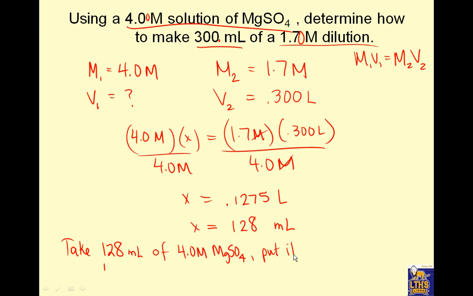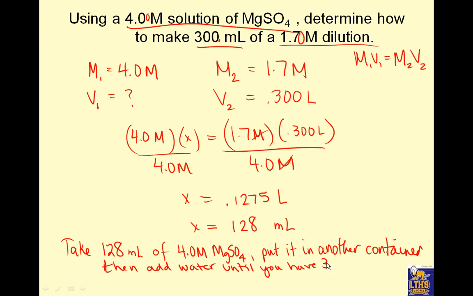Put it in another container. Then add water until you have 300 milliliters total. So the second solution will have the same number of moles that we took out of this solution, but we have more water because now we have 300 milliliters total.